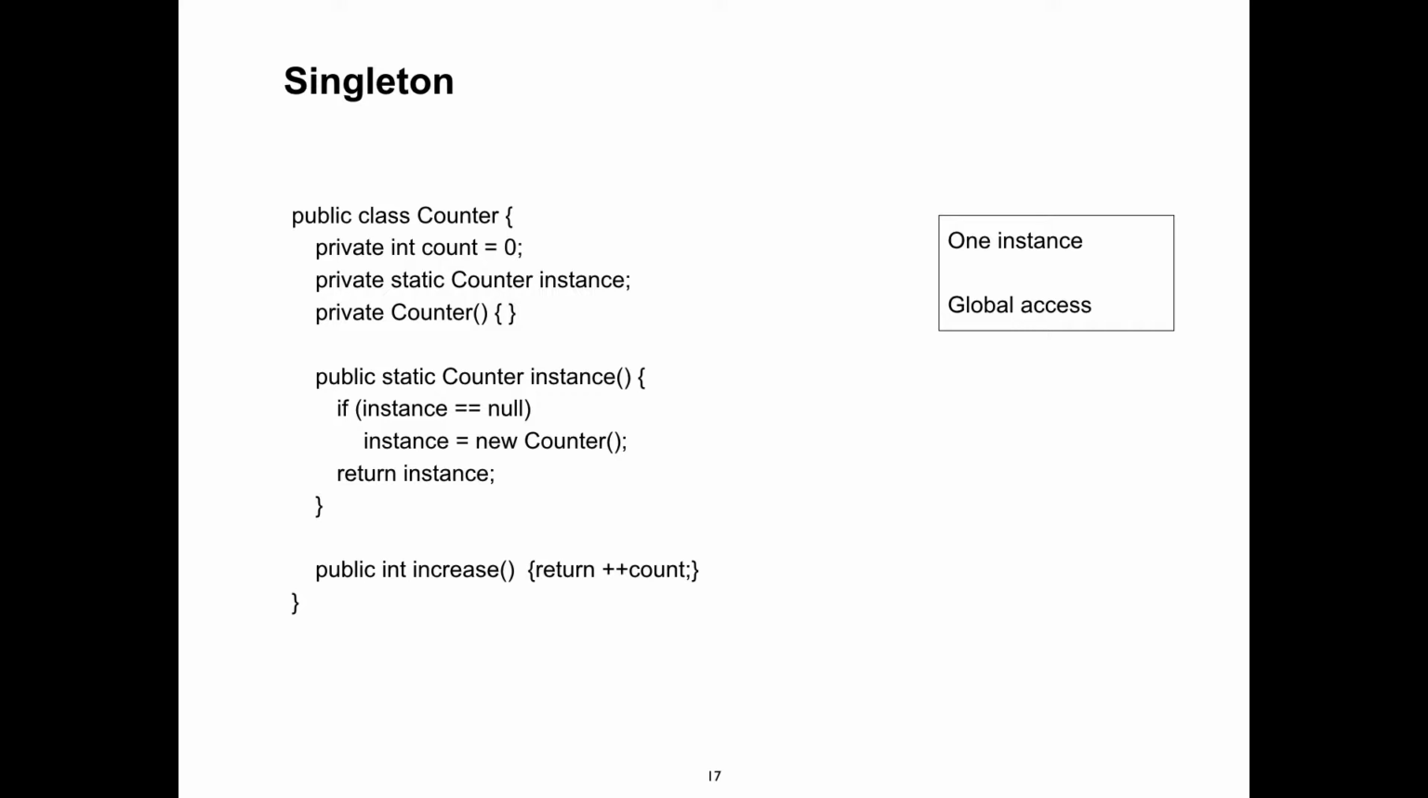And so there's a global point of access because you've got a public method in the class that returns the same thing over and over again. And there's only one instance because we've hidden the constructor so no one else can call it. And the only way to get an instance is to call the instance method, and that makes sure it's right. So we're done.